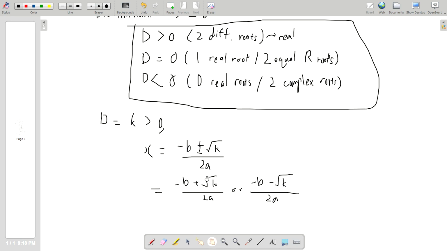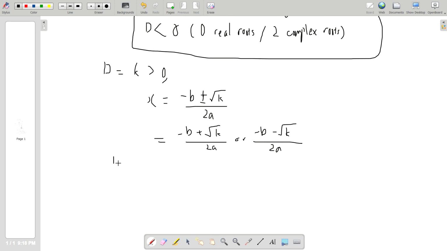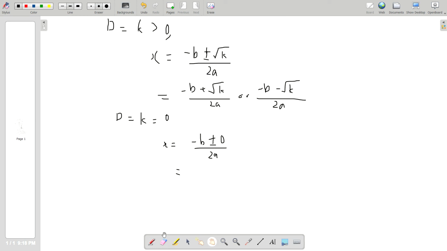What about the case when it is 0? If k was 0 instead, then this would just be the square root of 0, which is 0, right? So we would get negative b plus or minus 0 over 2a. Well, adding and subtracting 0 is the same thing. They're essentially the same thing. So we're going to be left with one term, negative b over 2a. So negative b over 2a is one root.